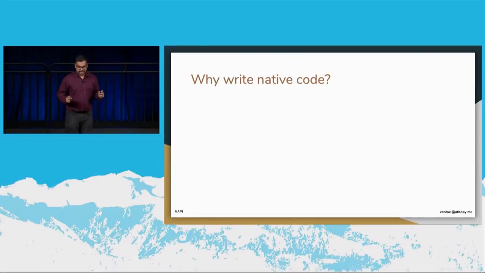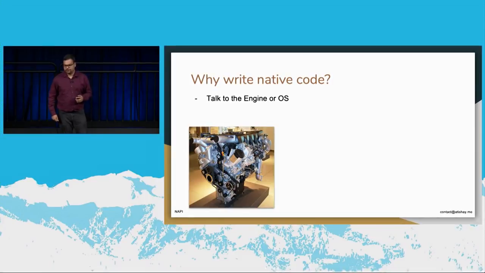So let's get started. Why would we write native code? That's a big question that comes up whenever we talk about native code. JavaScript has everything. Well, there are a few things that make JavaScript slightly difficult to write. For example, your OSs are mostly written in C, C++, or expose their functionality in those languages.